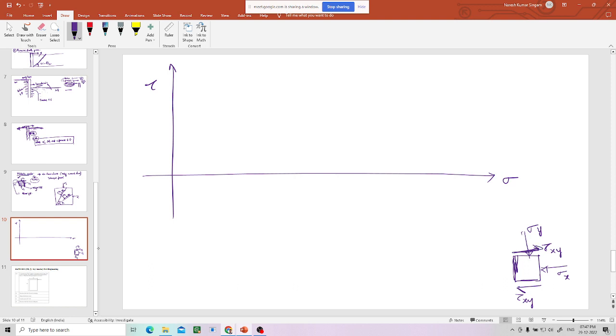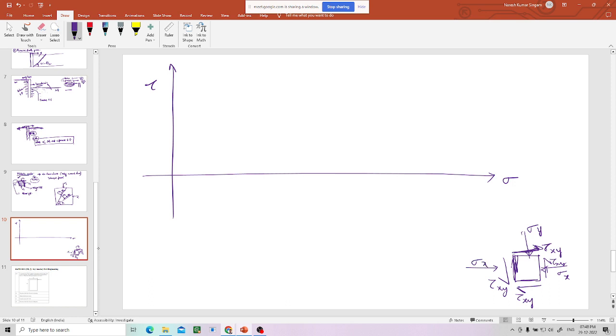So if this couple is in clockwise direction, to make it equilibrium, there should be another couple in this direction. This is also tau xy and this is also tau xy. See, shear stresses on any two perpendicular planes are always equal to each other, just to make it equilibrium. Okay, so now tau xy is the same.